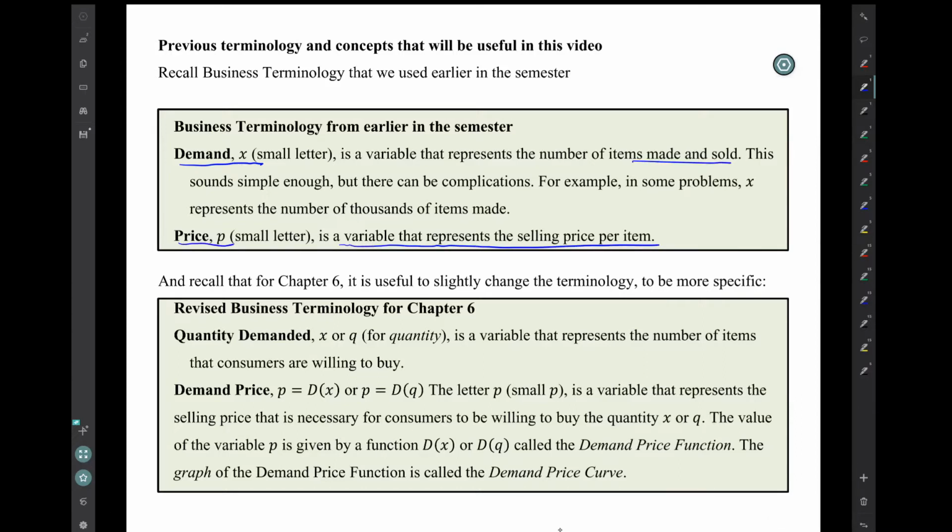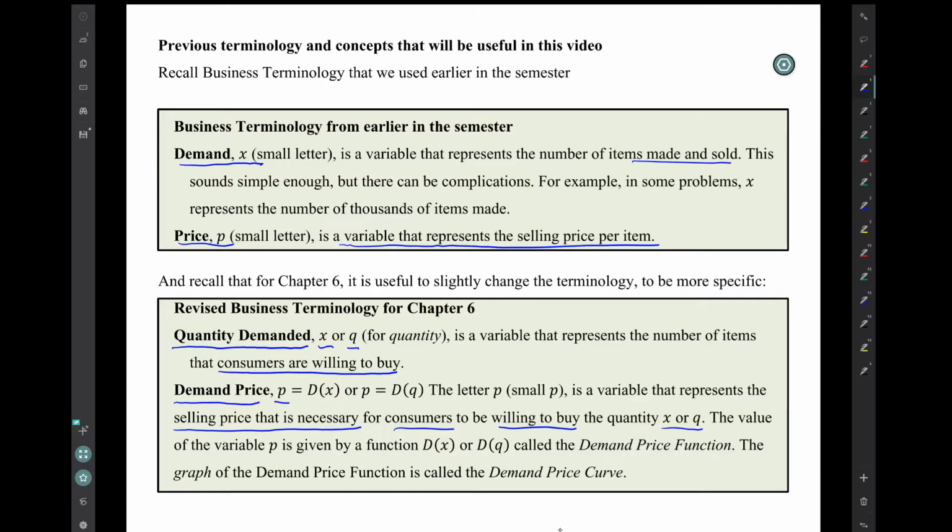But in the previous video, I discussed how it's useful to slightly change the terminology to be more specific. We'll talk about the quantity demanded, which will be denoted by x or q for quantity. That is a variable that represents the number of items that consumers are willing to buy. And the demand price, denoted by little p, is a variable that represents the selling price that's necessary for consumers to be willing to buy the quantity x or q of that item.